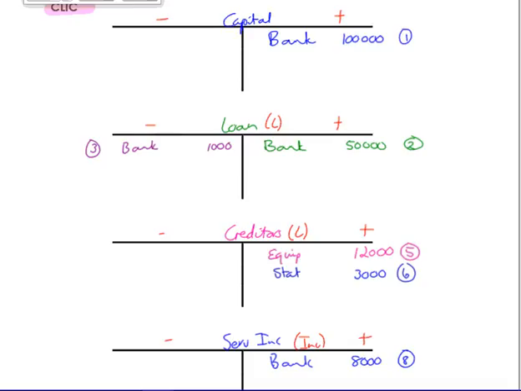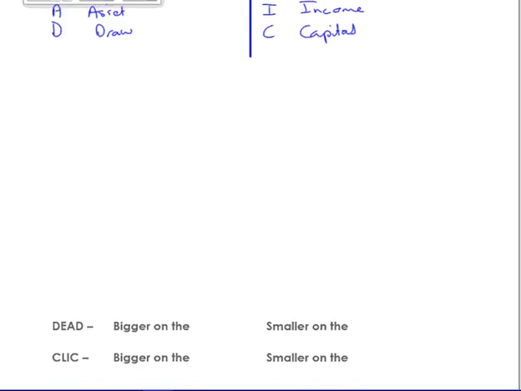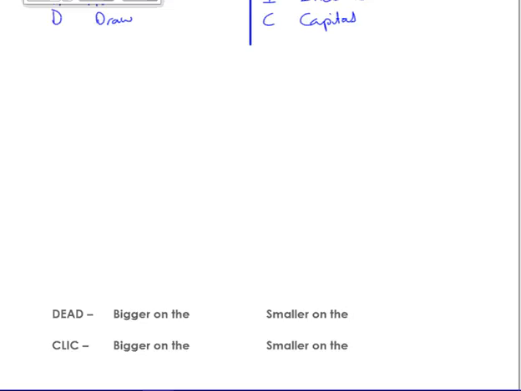But if you don't know your lists, will this help you? Not at all. Okay, so there at the bottom here, all your DEAD accounts get bigger on the debit, the left-hand side, and smaller on the credit, the right-hand side. All of your CLIC accounts, all of those accounts will get bigger on the right-hand side and smaller on the left-hand side. Got it? That must be in your head by next week, and next time I'll continue with this.